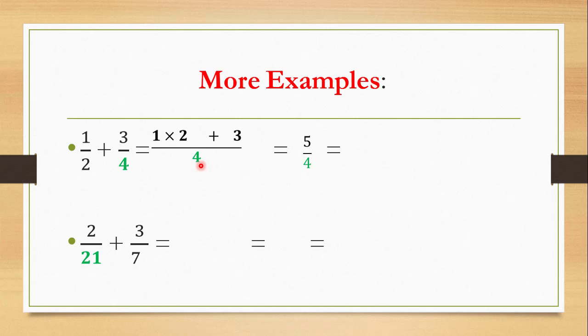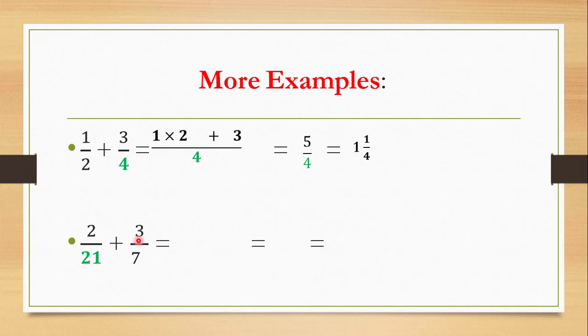As you can notice here, this fraction is an improper fraction. Okay, the top number is greater than the bottom number. So we will convert it to a mixed number as we explained before in another video. We will use the same denominator, which is 4. Then I'll divide 5 by 4, which is 1, and the remainder is 1. So 1 and 1 over 4.